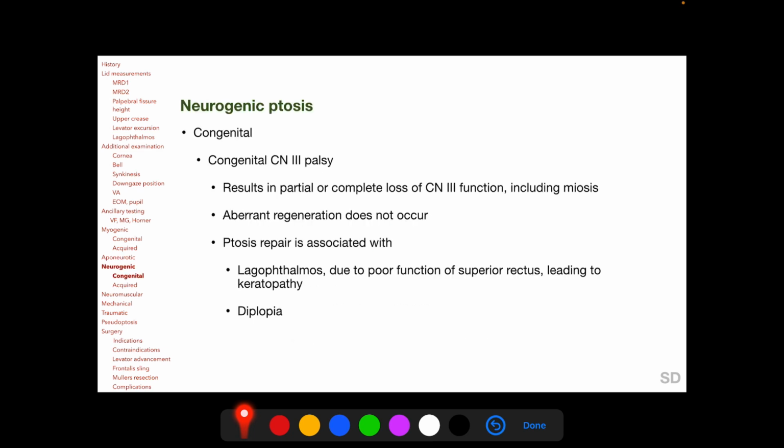Neurogenic ptosis can be due to either oculomotor nerve palsy or Horner syndrome, and either can be congenital or acquired. Congenital oculomotor nerve or cranial nerve 3 palsy results in partial or complete loss of CN3 function, including mydriasis, unlike acquired vasculopathic pupil-sparing third nerve palsy. In congenital third nerve palsy, aberrant regeneration does not occur, and ptosis repair is associated with lag ophthalmos and diplopia due to associated palsy of the extraocular muscles.